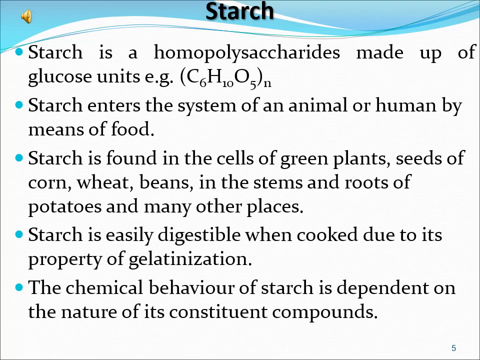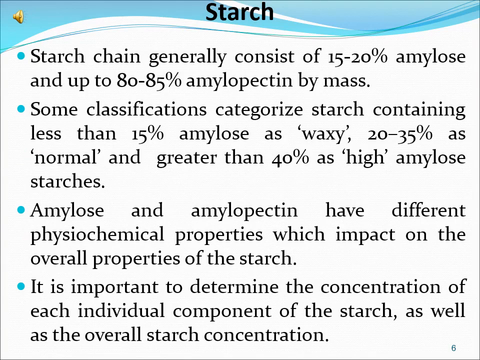Starch is easily digestible when cooked due to its property of gelatinization. The chemical behavior of starch is dependent on the nature of its constituent compounds. Starch chain generally consists of 15 to 20% amylose and up to 80 to 85% amylopectin by mass. Some classification categorize starch containing less than 15% amylose as waxy, 20 to 30% as normal, and greater than 40% as high amylose starches.